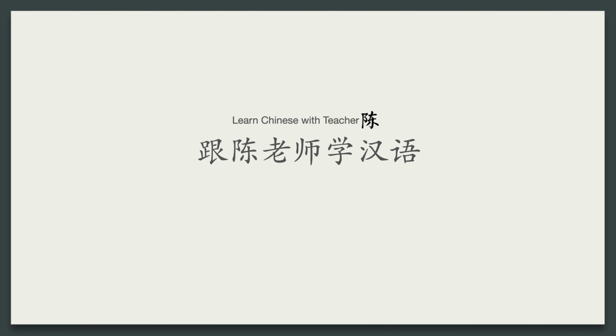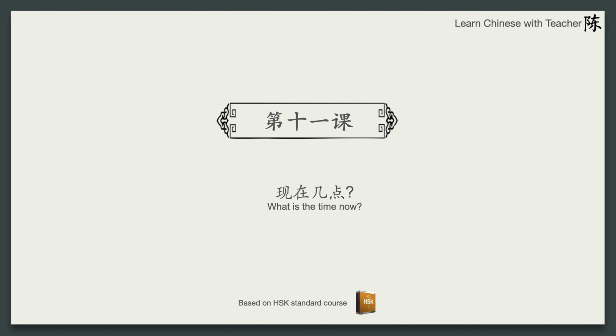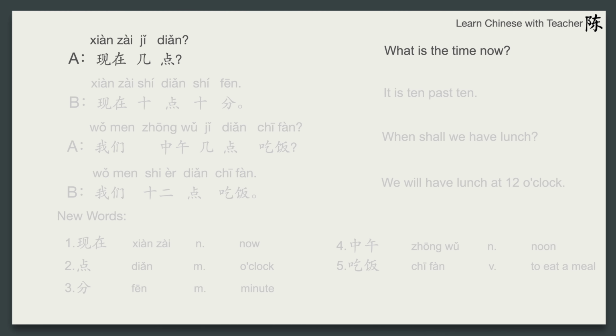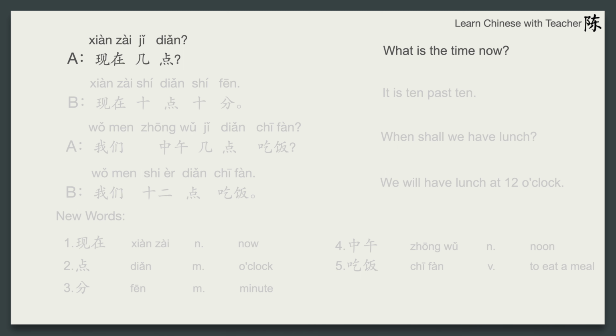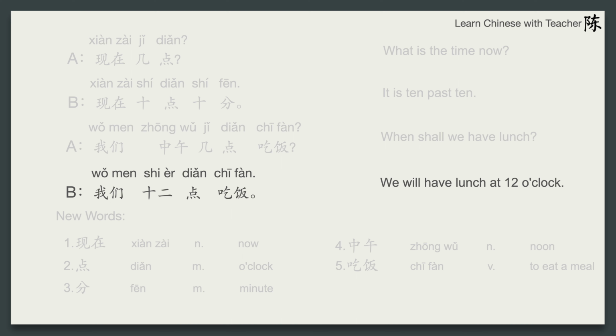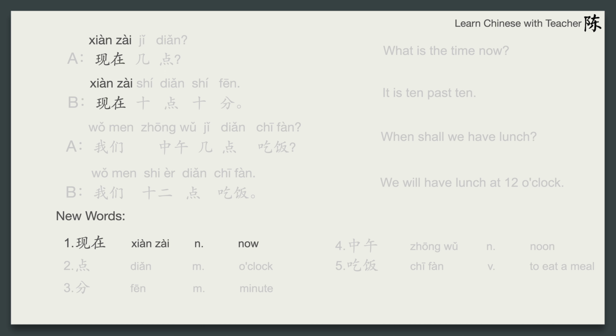大家好，欢迎来到跟陈老师学汉语。第11课，现在几点？这节课我们先要学习3个短的汉语对话，然后我们会学习点、分、钱等关于时间的短语和词汇。最后是阅读练习。第一个对话，现在几点？现在10点10分。我们中午几点吃饭？我们12点吃饭。现在 it's a noun, means now.